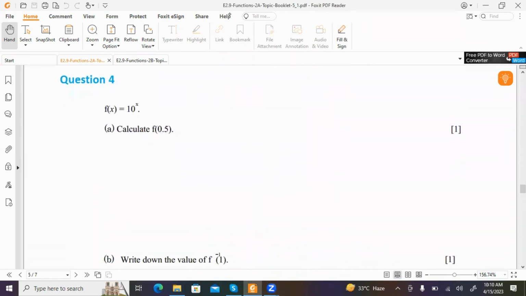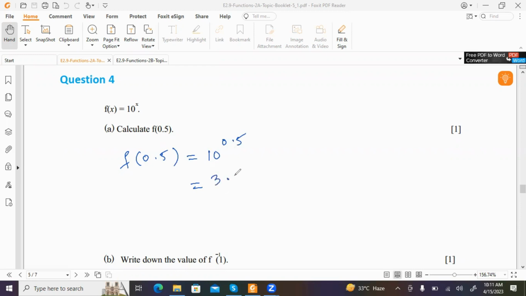Similarly, for question 4, it says f of x equals 10 to the power of x. Calculate f of 0.5. Same thing. Replace x with 0.5, and that's going to equal, plug this in the calculator, 10 to the power of 0.5 is 3.16.